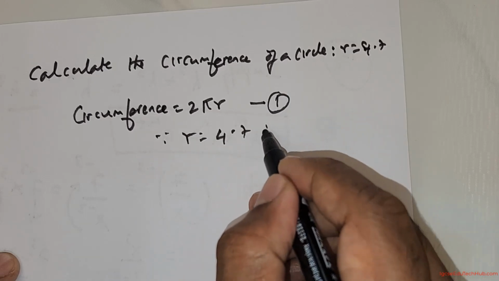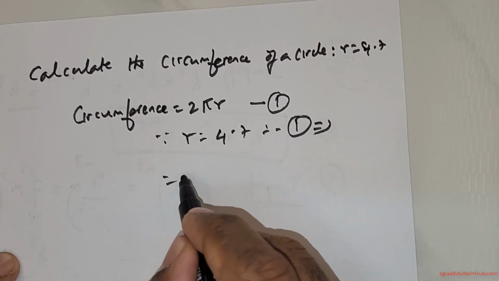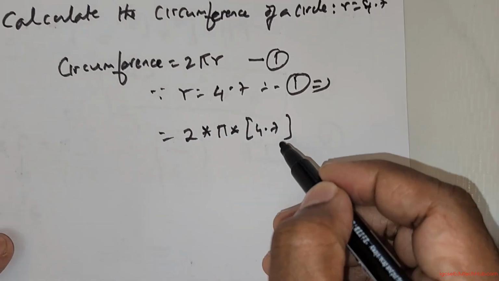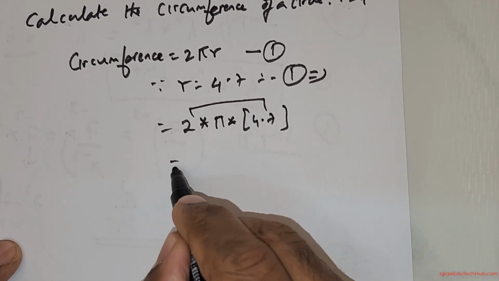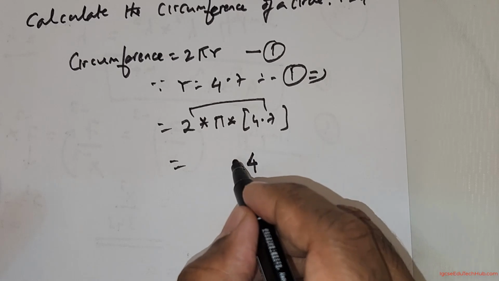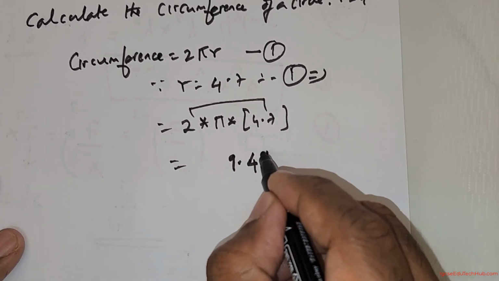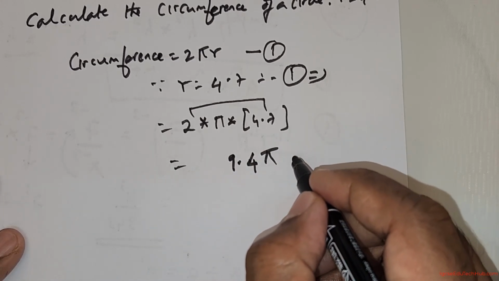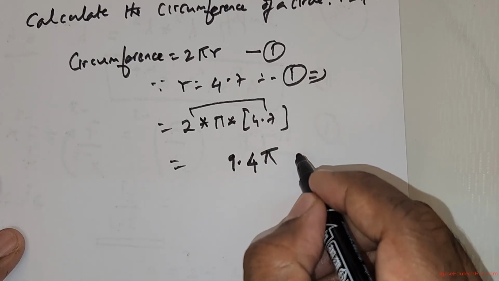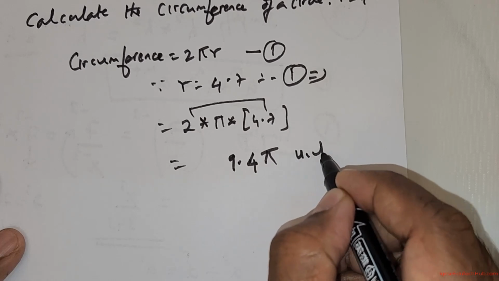So if I were to take this as 1, therefore 1 can be rewritten as 2 times pi times 4.7. You multiply 2 with 4.7. 7 times 2 is 14. 4 times 2 is 8 and 1 carried makes 9. So 9.4 pi. Okay, so that is the circumference. Probably you can write units.